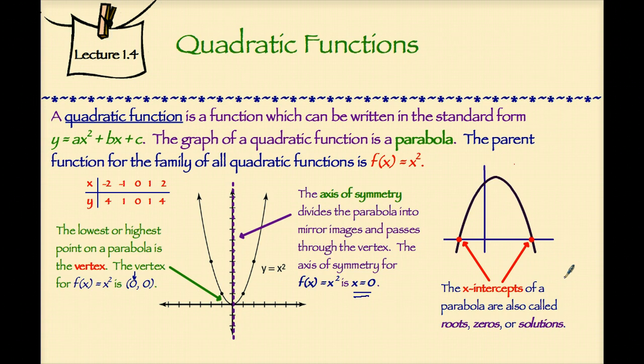Other features of the parabola are the x-intercepts. These are also called roots, zeros, or solutions. And after we're finished graphing the quadratic and get to solving them, we focus more on this aspect of the graph than anything else.